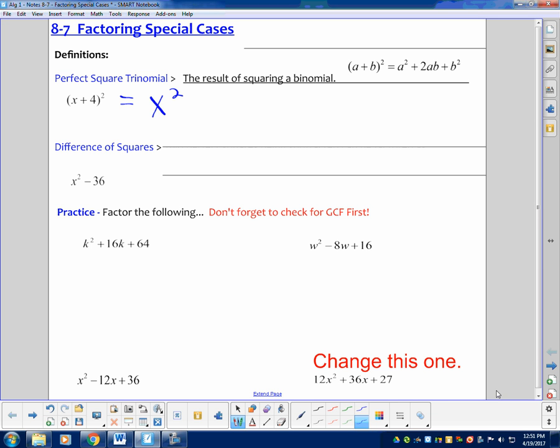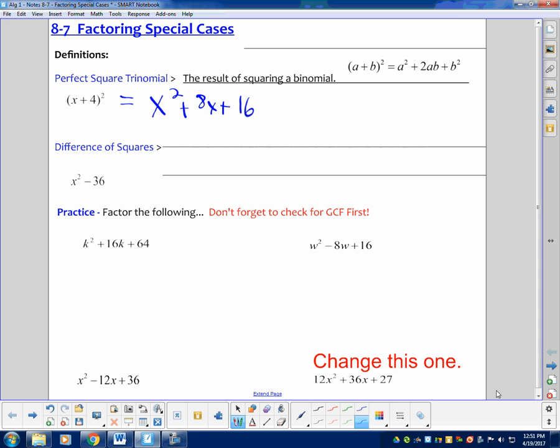So, 16, yes. And then here's the tricky part. You ready? The 2ab part means take x times 4 and then double it. What's x times 4? 4x. Now double that. 8x.